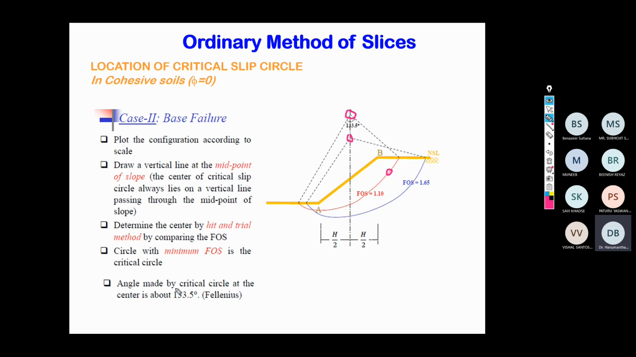It is said that the angle made by the critical circle at the center is about 133.5 degrees, as per Fellenius. So the least factor of safety is possible if the angle between the two radii is 133.5 degrees. This is the observation of Fellenius.